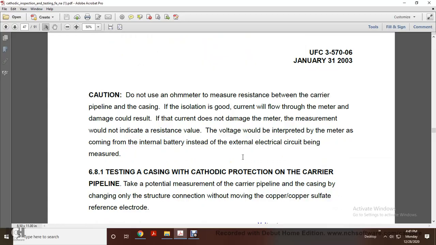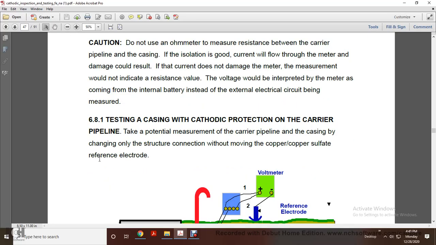Caution: do not use an ammeter to measure resistance between the carrier pipeline and the casing. Even if the isolation is good, current will flow, and the measurement would damage the meter and not indicate the resistance value. Voltage readings come from the internal battery installed with the external electrical circuit being measured.